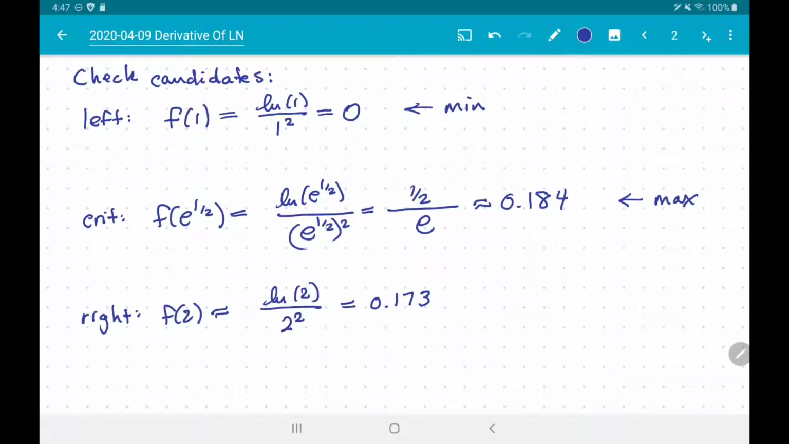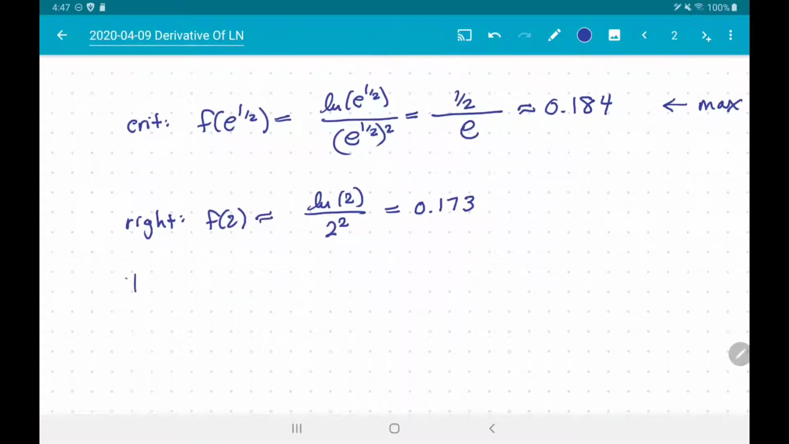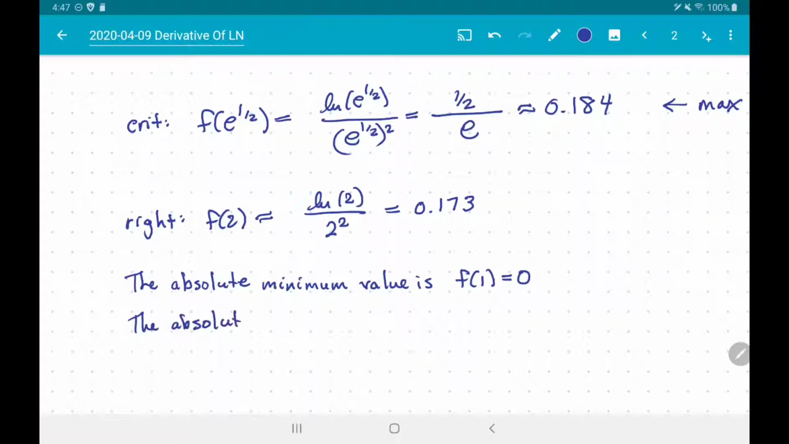Okay, so let's write this out. The absolute minimum value is f of 1, which is 0. The absolute maximum value is f of e to the 1/2, which is approximately 0.184.